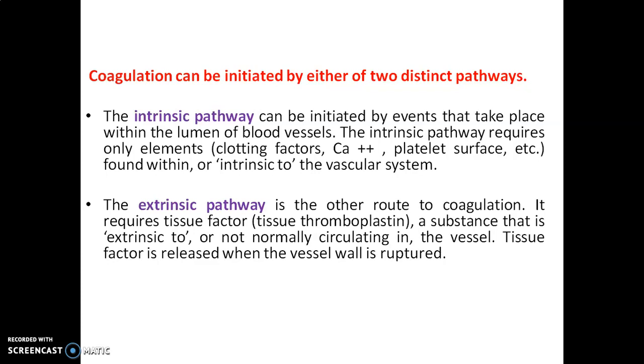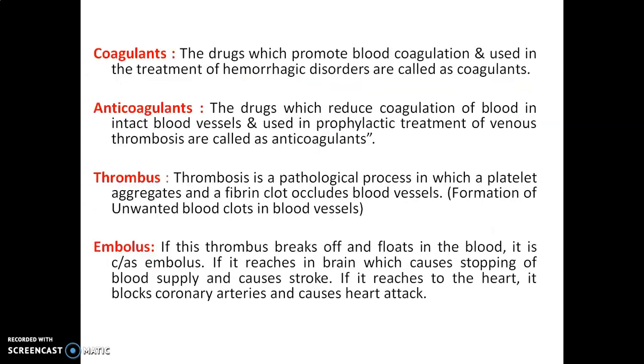The extrinsic pathway is the other route of coagulation. It requires tissue factor such as tissue thromboplastin, a substance that is extrinsic to, or not normally circulating in, the blood vessel. Tissue factor is released when the vessel wall is ruptured.